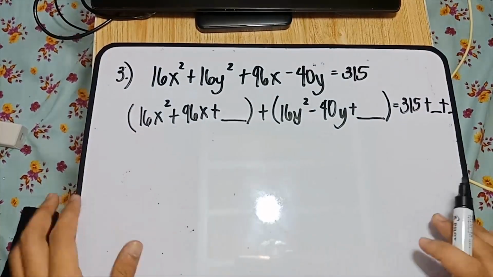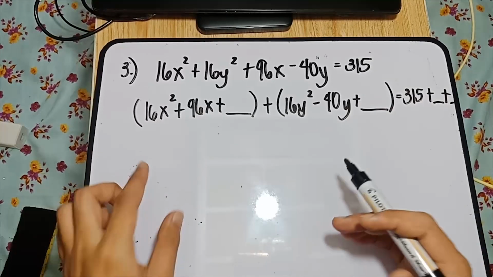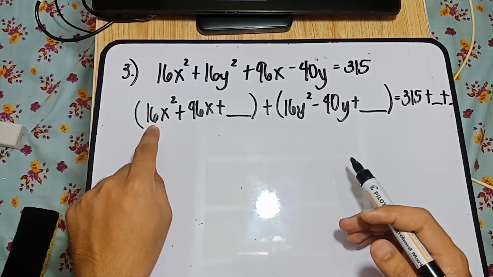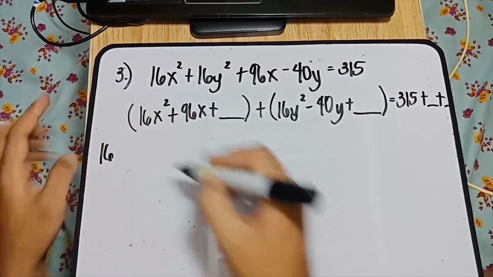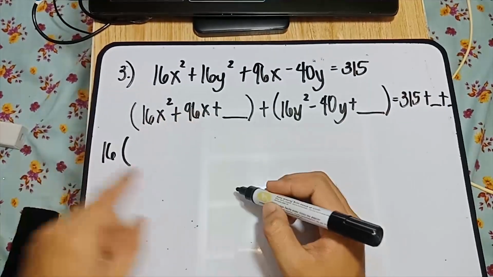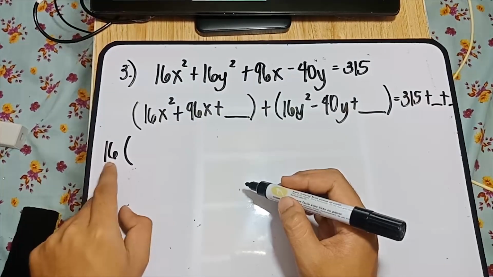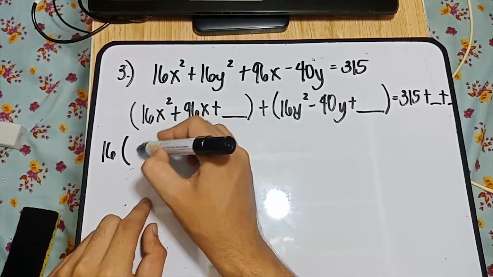So paano ba natin gagawin yon? I-factor out lang natin yung coefficient 16. Factor out ko lang to dito. Lalabas ko lang to doon. So, bale, 16 divided by 16, that is 1. So, x squared na lang ito.